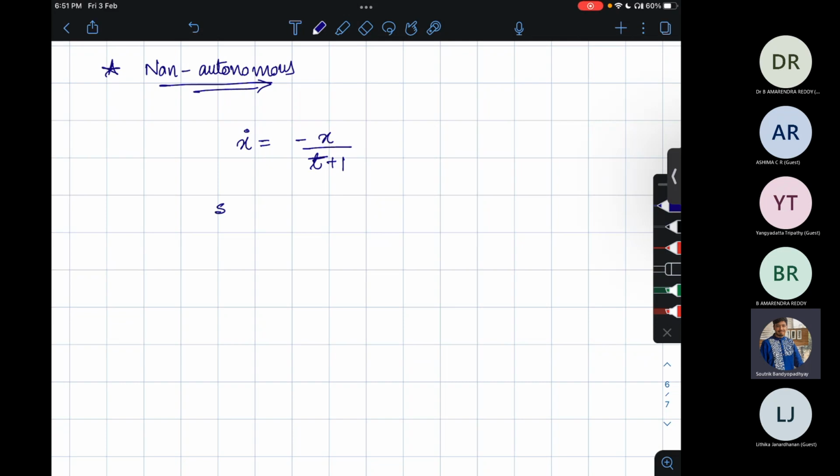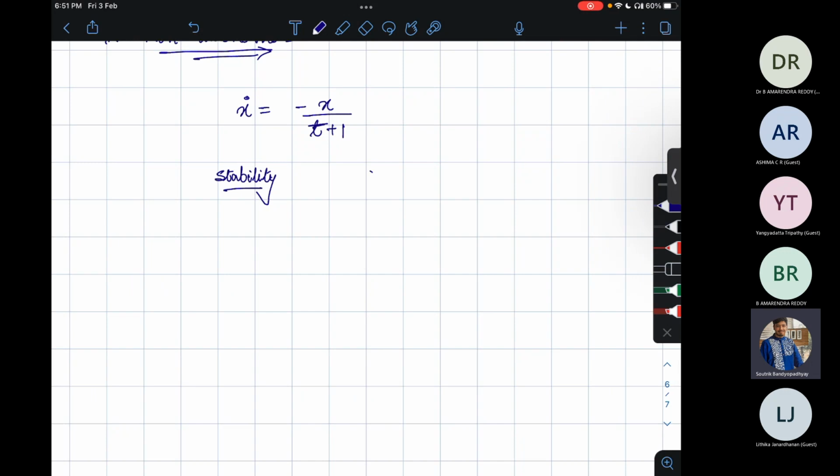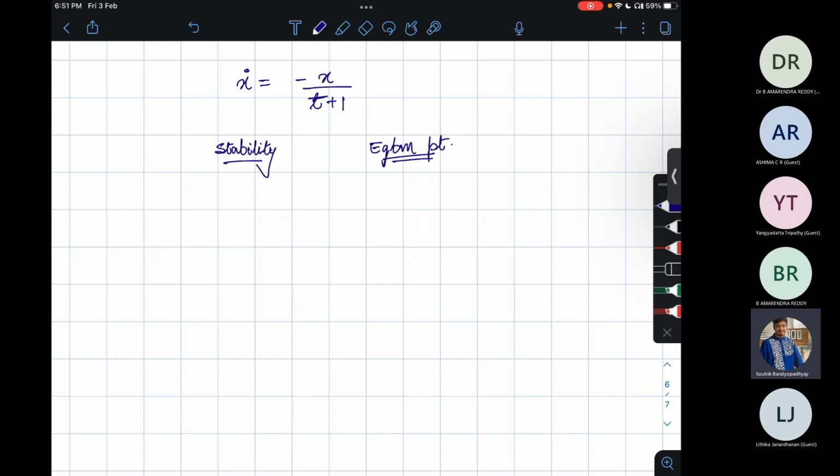So let's figure out whether this is stable or not. To first figure out the stability, we have to figure out what the equilibrium point is. So what is this equilibrium point? This is a very easy question, so go ahead. 0, sir. X is equal to 0. X is equal to 0, right?